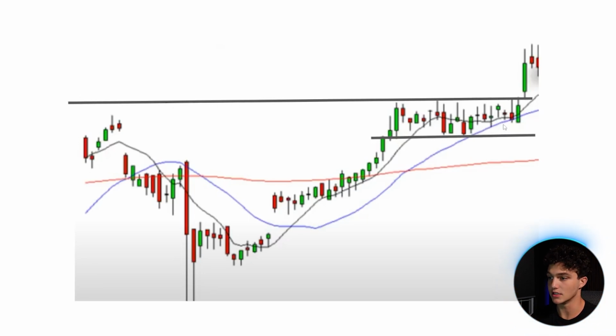Plus, we have the rising 20-day period moving average. So once it breaks that resistance level, that's a great opportunity for us to enter the trade. And we're not always going to see this happen all the time, but if you do see it, it's an even better confirmation that it's a really high quality setup.